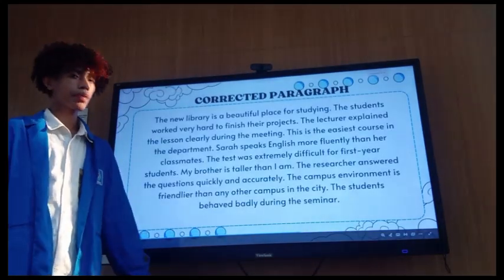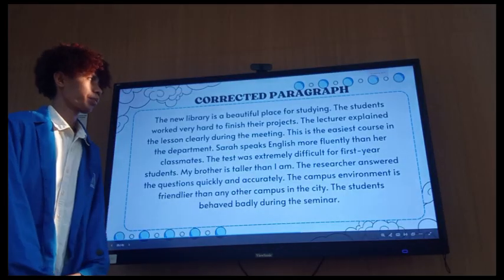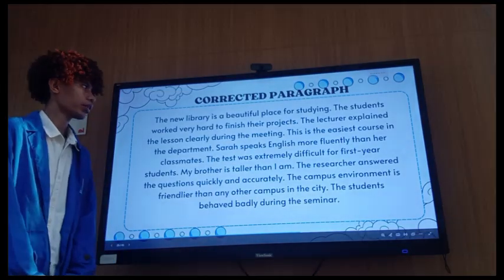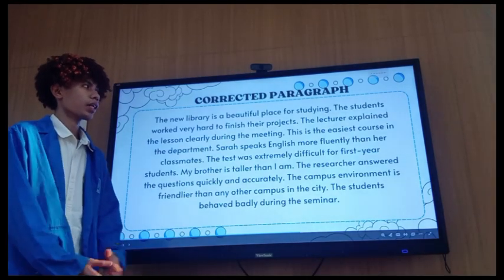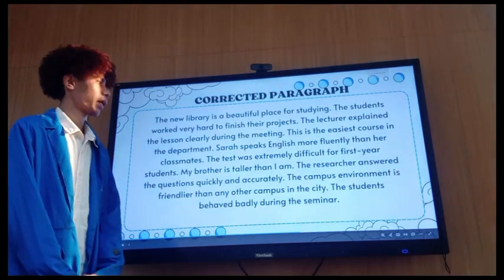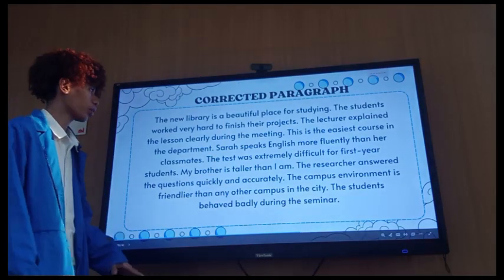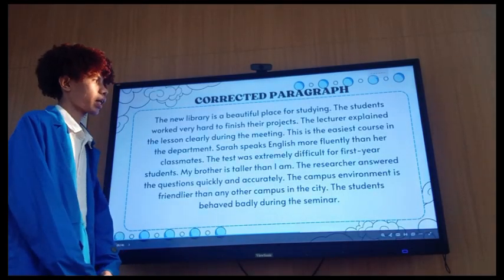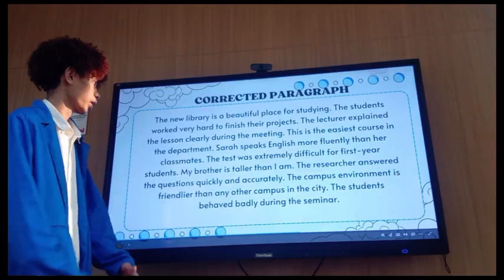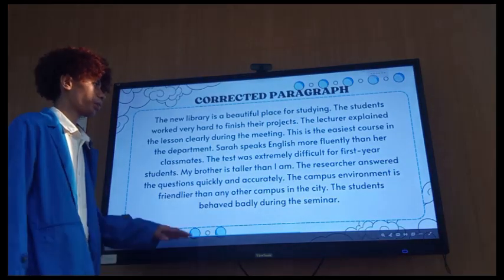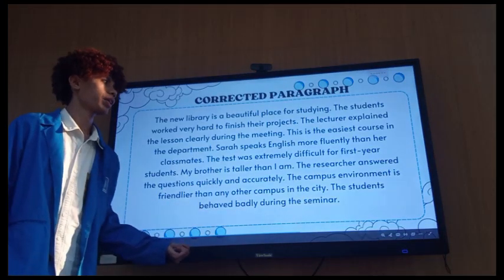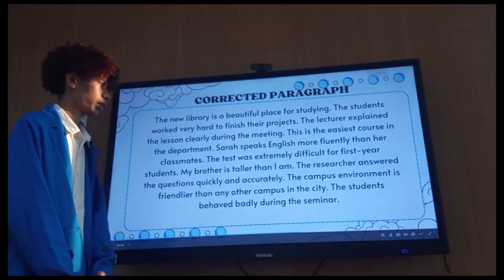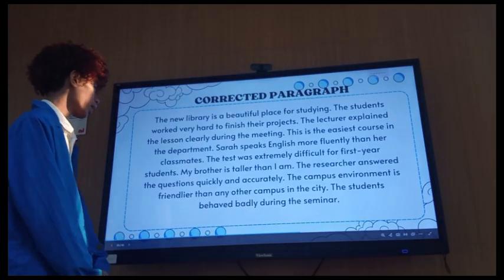Corrected paragraph. The new library is a beautiful place for studying. The students worked very hard to finish their project. The lecturer explained the lesson clearly during the meeting. This is the most efficient course in the department. Such speakers speak English more fluently than their classmates. The tests were extremely difficult for first-year students.